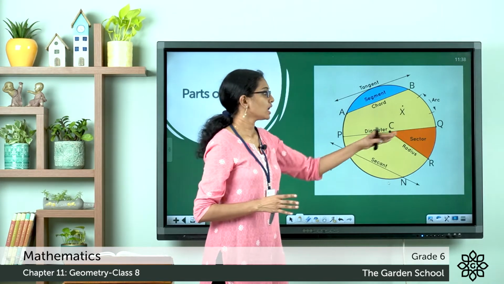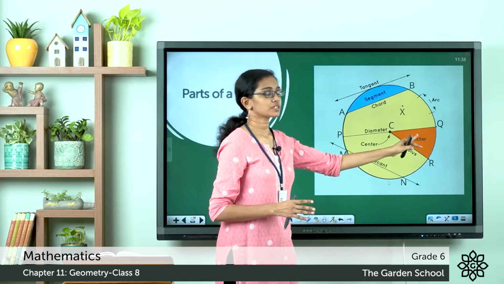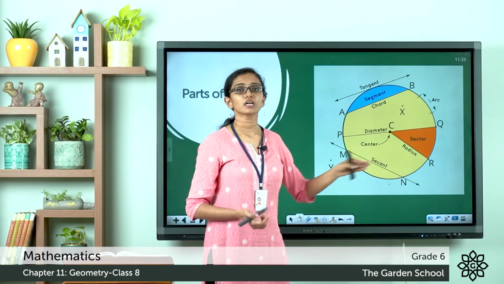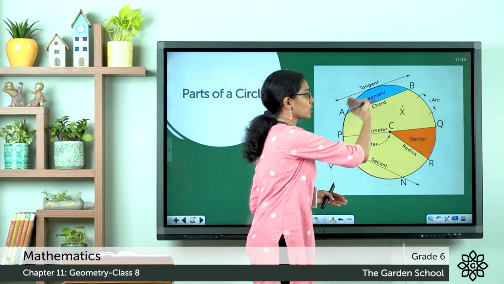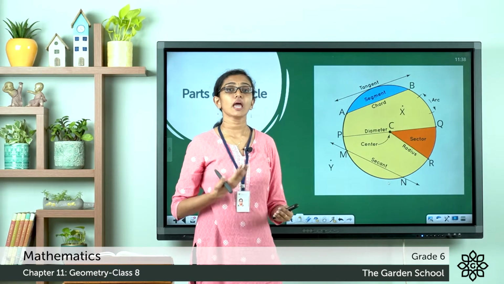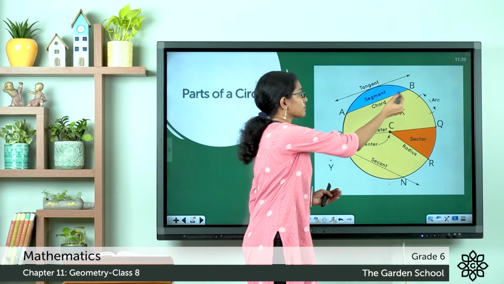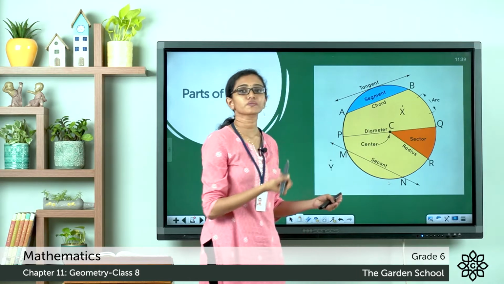So you can see only a portion of the circle is shaded here. So this sector here is a minor sector of this circle, and the remaining region of the circle is called the major sector of the circle. Now we can see a line segment AB here which is in the interior of the circle.